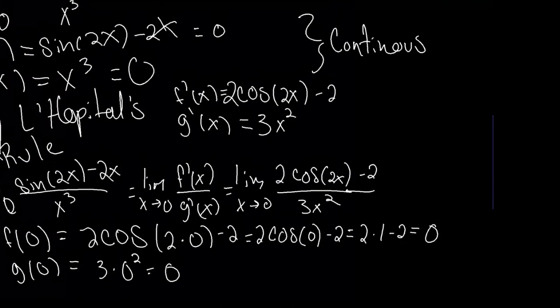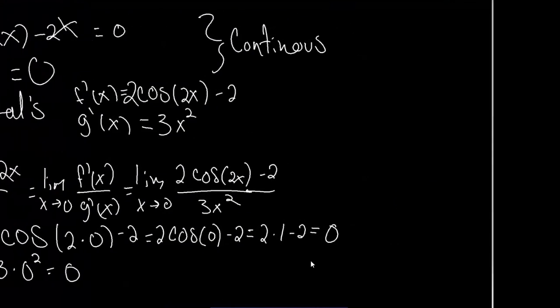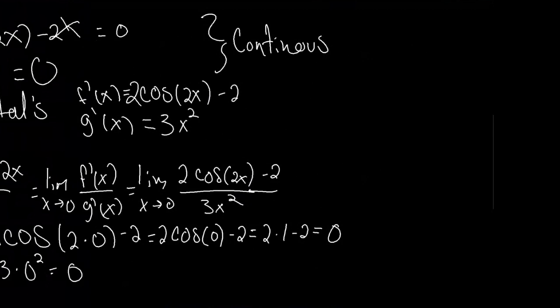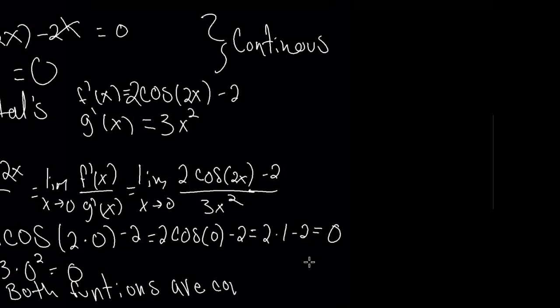Let me make some more room. There we go. So we know that both of these functions are continuous. So we can state, we'll write it down here. Both functions are continuous, right? They're both continuous and they both equal 0. We can continue to apply L'Hopital's rule. So now we're going to find a double derivative of these functions.